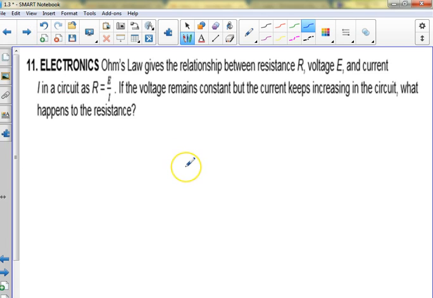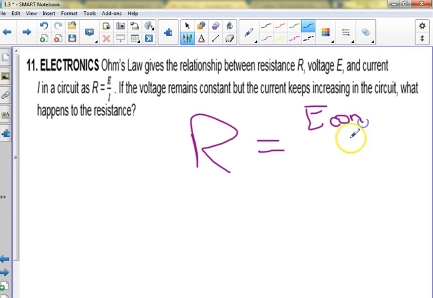If I talk about this one, what does this say? If the voltage remains constant, which is the E, and the current, which is the I, were to keep increasing. Okay, so it says R equals E over I. If E stayed constant, and the current were to get really big, so it approaches infinity.